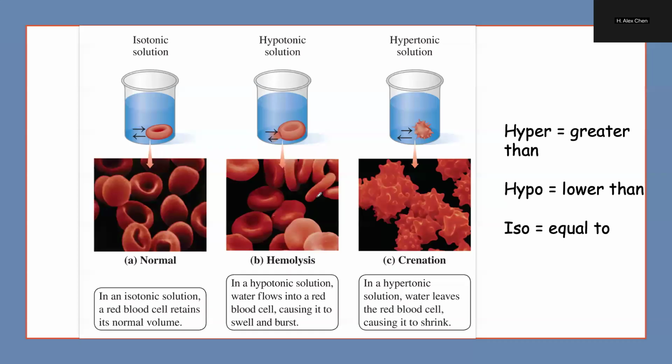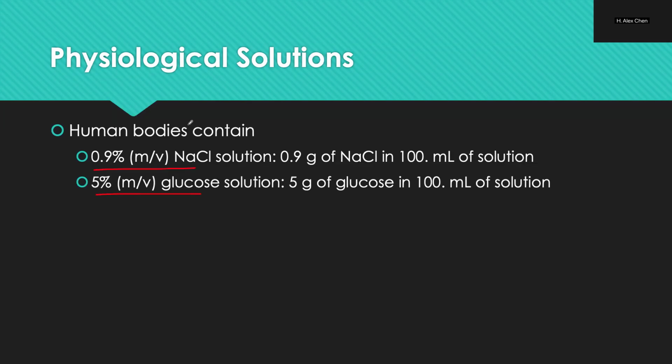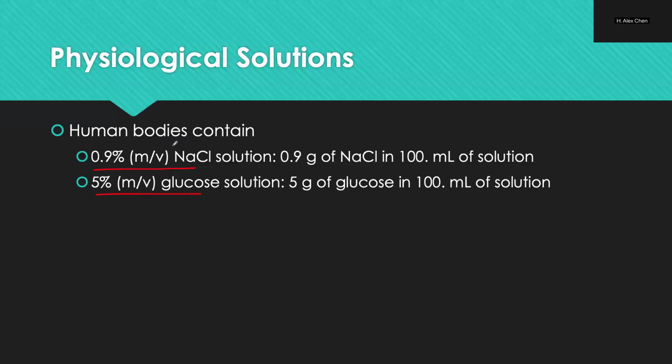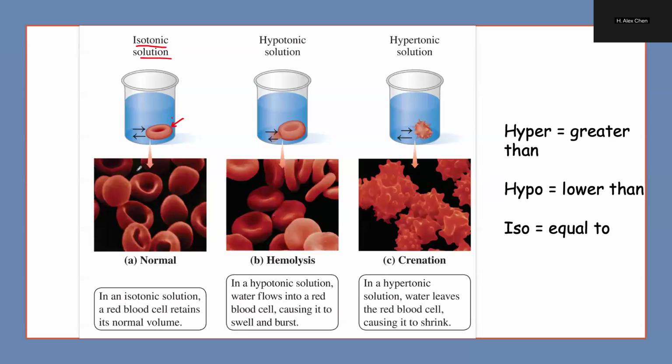Let's consider a cell that's a red blood cell. If we place a red blood cell in a solution that matches the physiological solutions, so they're equal in concentration, the cell would undergo no change. And this type of solution is called an isotonic solution. In other words, an isotonic solution for the human body is either 0.9% sodium chloride or 5% glucose.